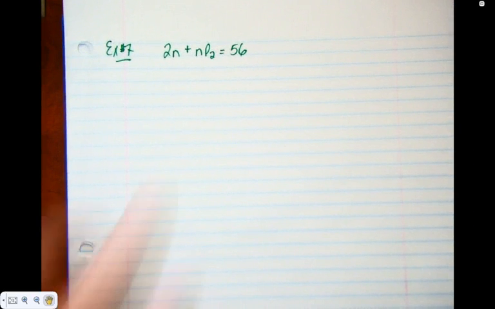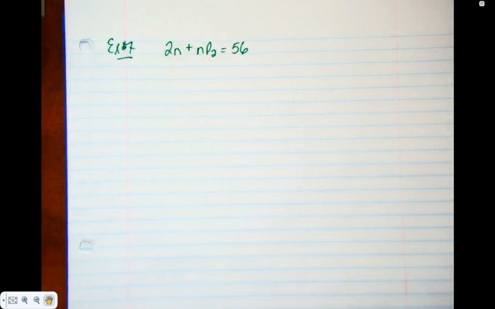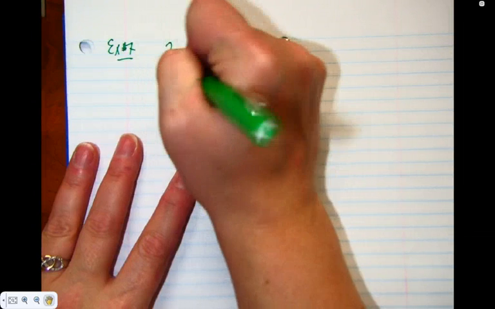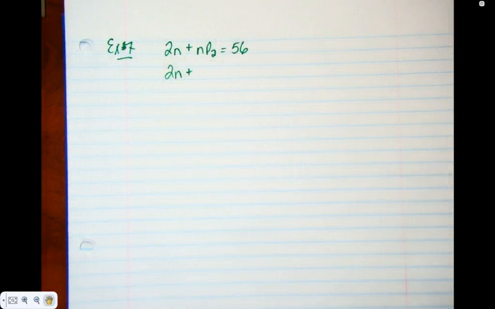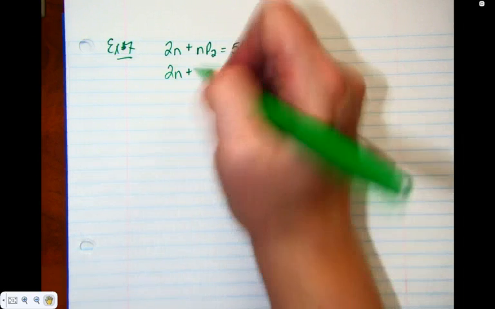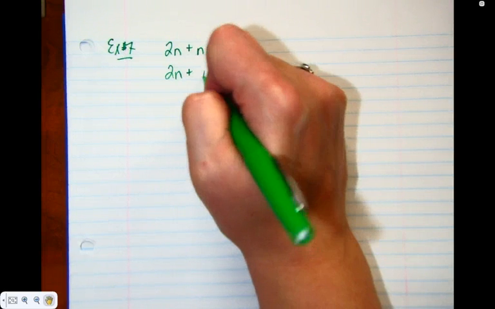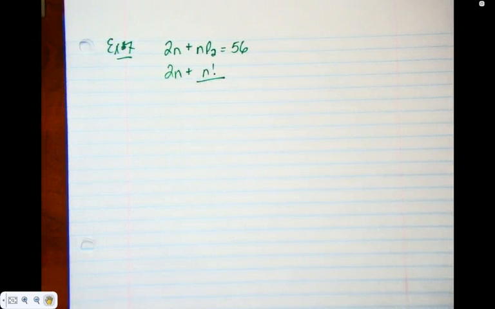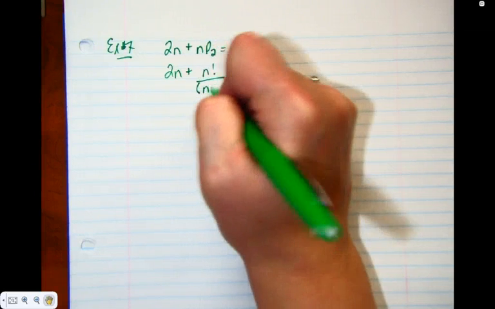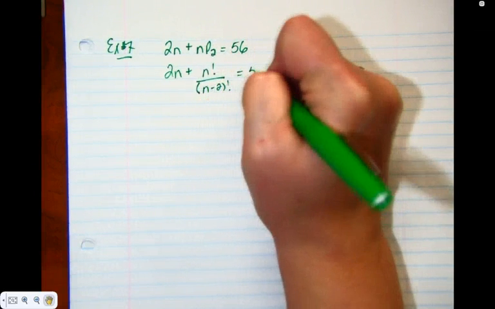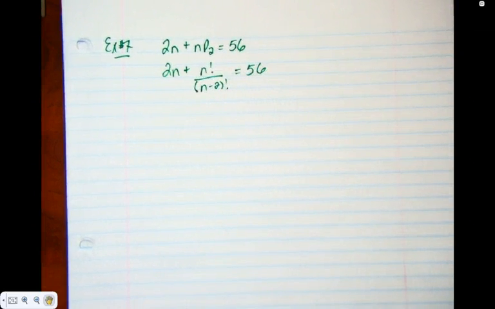Same steps as the last two. Even if I've got this 2n in there, still going to follow what I know. Step number 1 is substitute into the formula. So I'm just leaving that 2n because I don't know what to do with it for now, so I'll just leave it in front. Let's switch out the nPr. What's on the other side? n factorial over n minus 2 factorial.